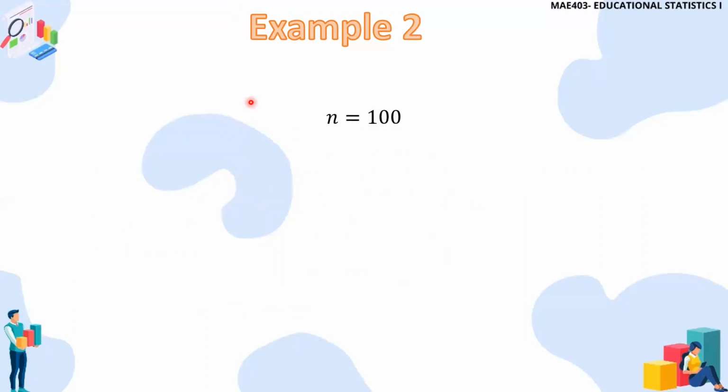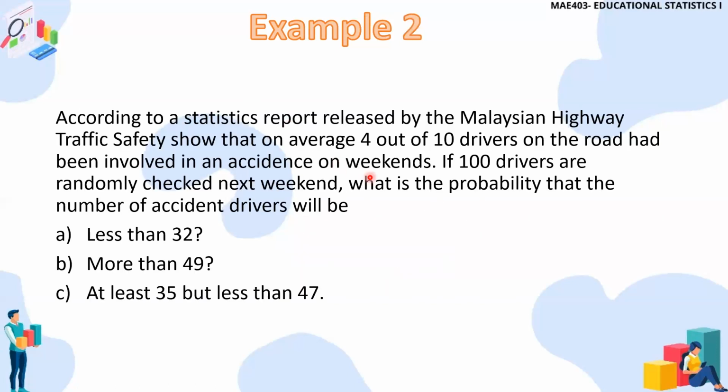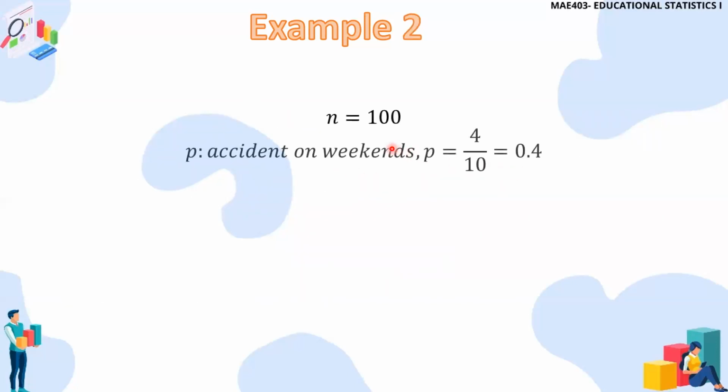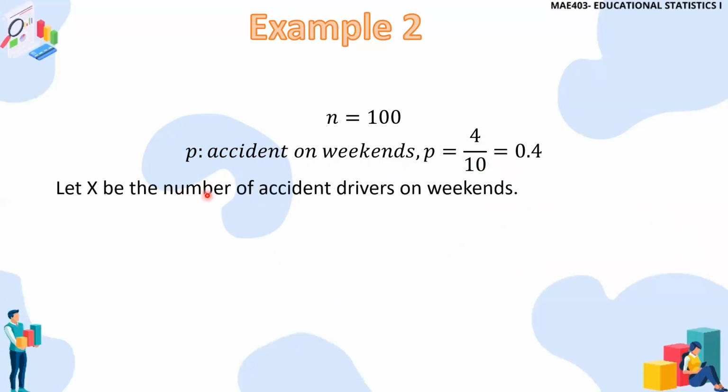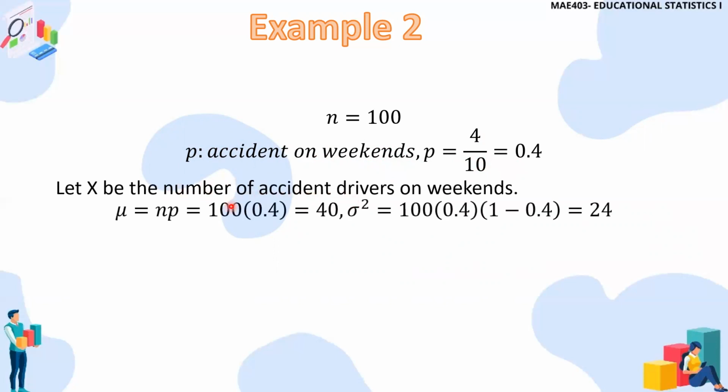So the first question is, the n here is 100. Okay, sample size is 100, and the probability of accident happening during weekend is 4 out of 10. So 4 divided by 10 is 0.4. So X is the number of accident drivers on weekend. So the mean n times p, you will get 40, and the variance is 100 multiply 0.4 multiply 1 minus 0.4, which is 24. So X is binomial distributed with 100, 0.4, but approximate to the normal distribution, which is 40, 24.